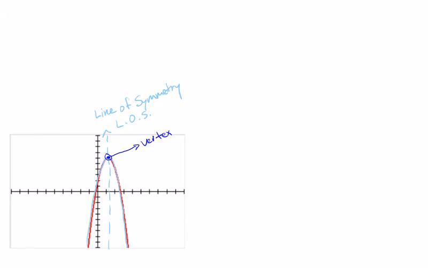So how do we find the middle? Well, let's talk about a couple other key points. We have these two points here, which are the x-intercepts. For the x-intercepts, how do we find those? That's where they cross the x-axis, right?